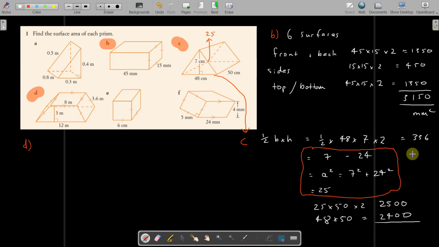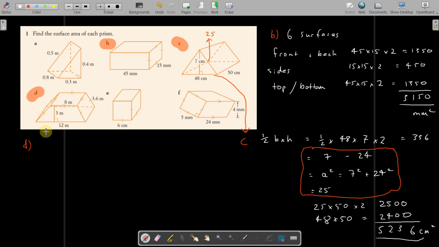Okay, so we're going to add these. We've got a 6, a 3, 9 and 3 is 12, 1, 3, 5. 5,236 centimetres squared.